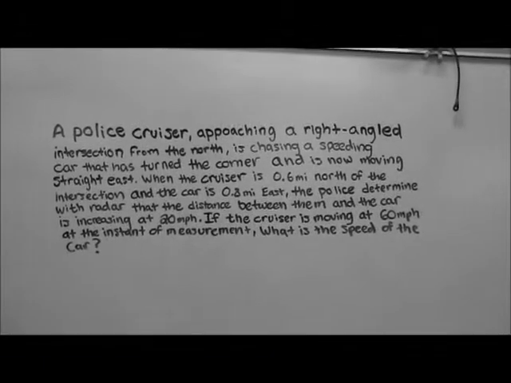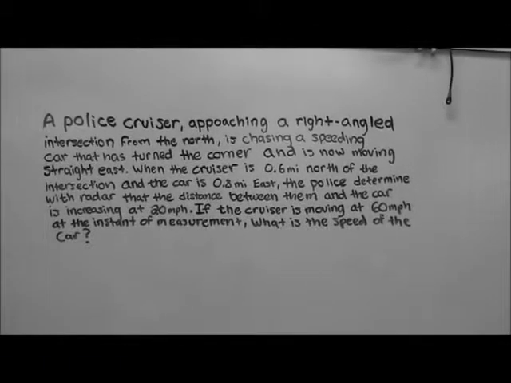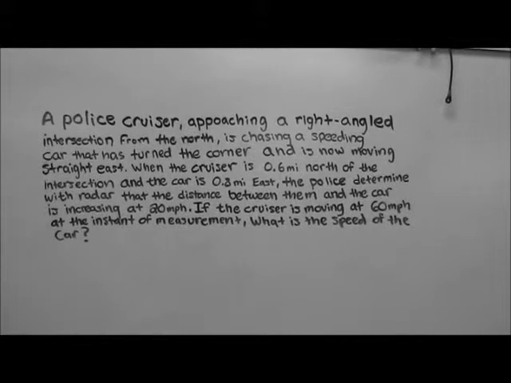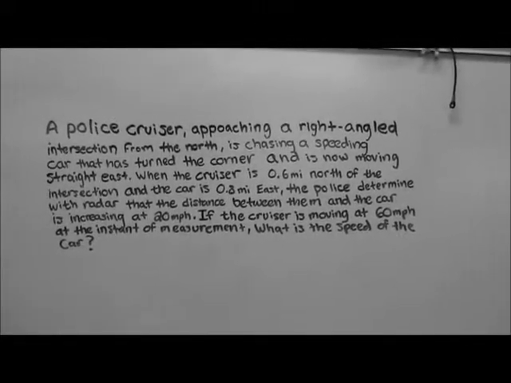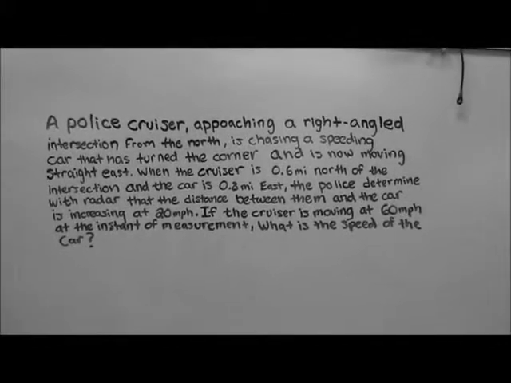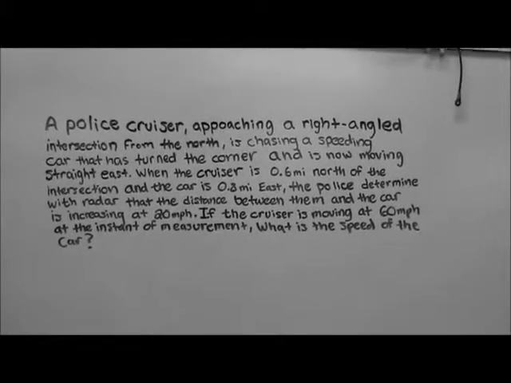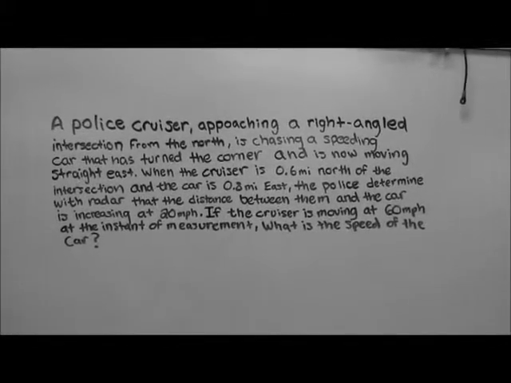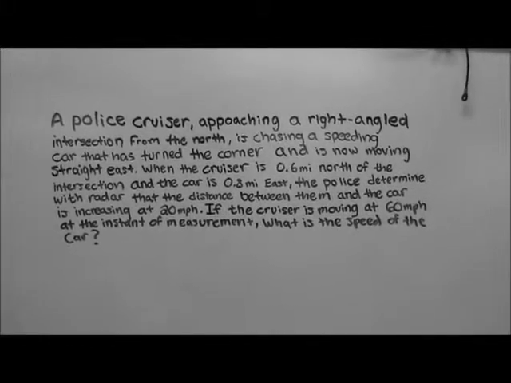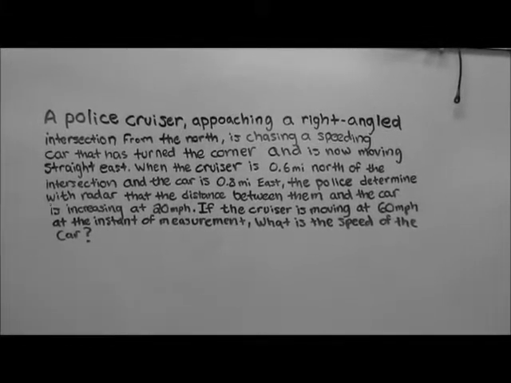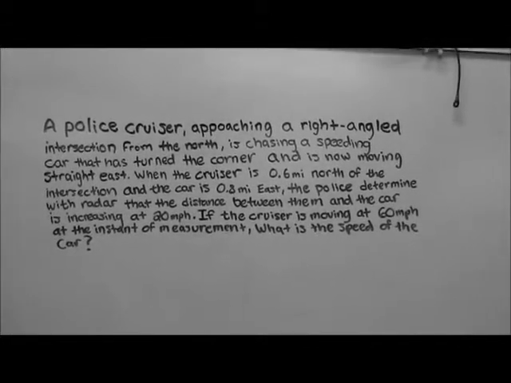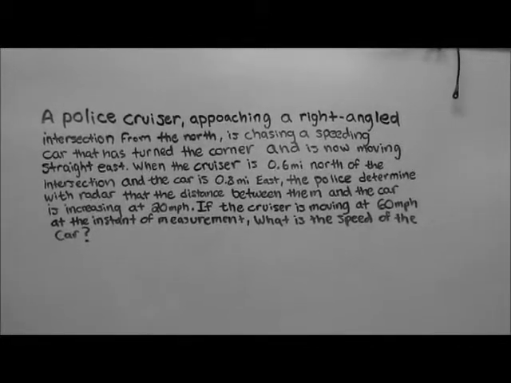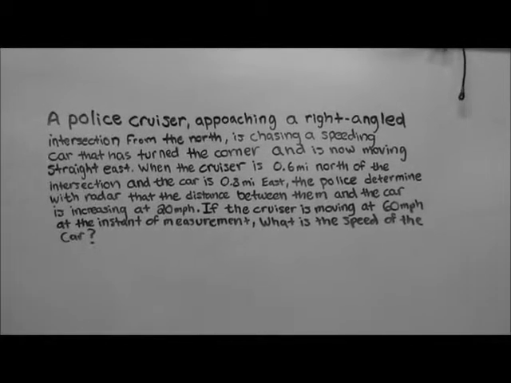A police cruiser is approaching a right-angled intersection from the north and is chasing a speeding car that has turned the corner and is now moving straight east. When the cruiser is 0.6 miles north of the intersection and the car is 0.8 miles east, the police determine with radar that the distance between them and the car is increasing at 20 miles an hour. If the cruiser is moving at 60 miles per hour at the instant of the measurement, what is the speed of the car?